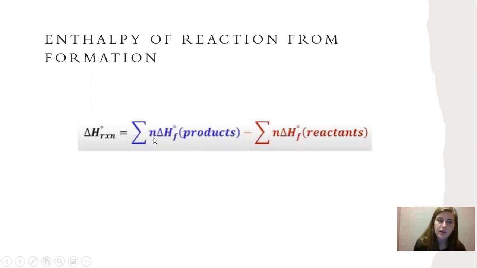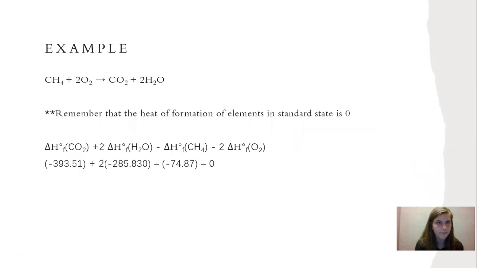So it's a summation of n, which is moles, times delta H at standard conditions of formation of the products, and the same thing of the reactants. So again, that's a little abstract. Let's try and get a little more into that. We have this example here. So we have CH4 plus 2O2 goes to CO2 plus 2H2O.